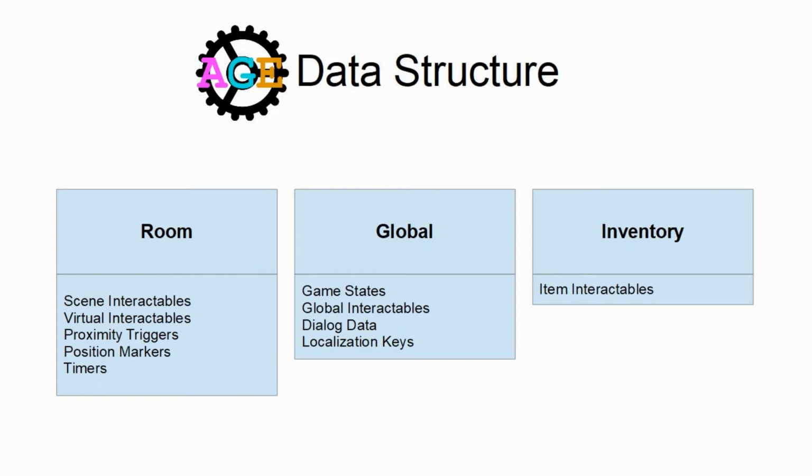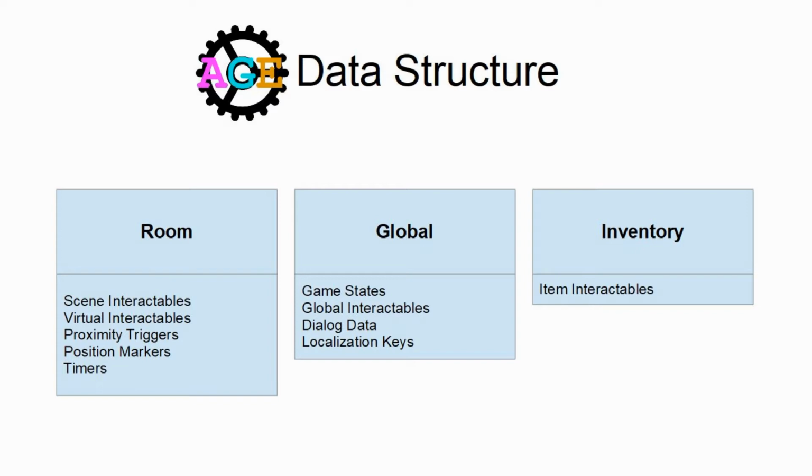Other parts are proximity triggers. They can just trigger interactables if you walk into them or if you exit them. You have position markers. They are just little helpers, so you can specify positions in your room that you can then reference in your interactables. You have timers when you want to trigger an interactable after a certain amount of time or repeatedly.